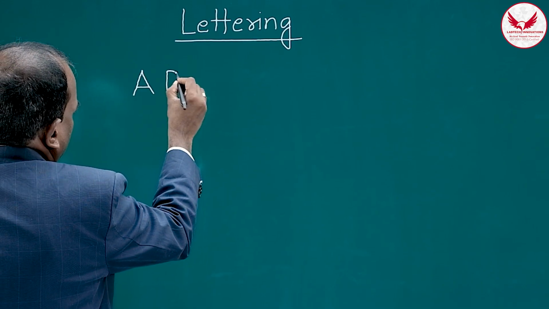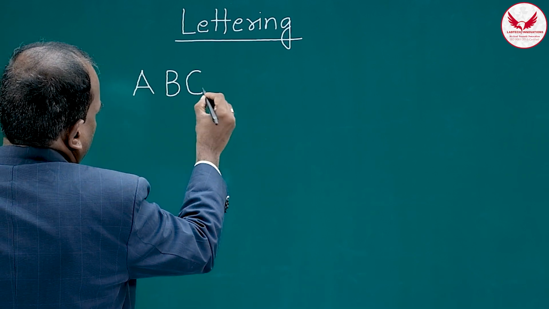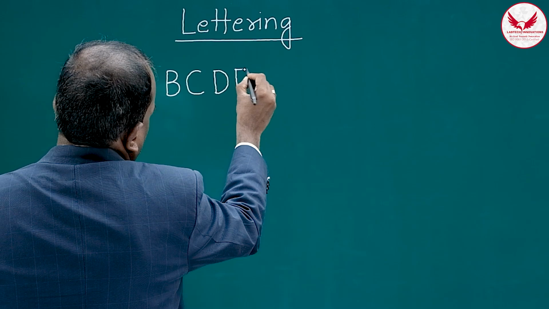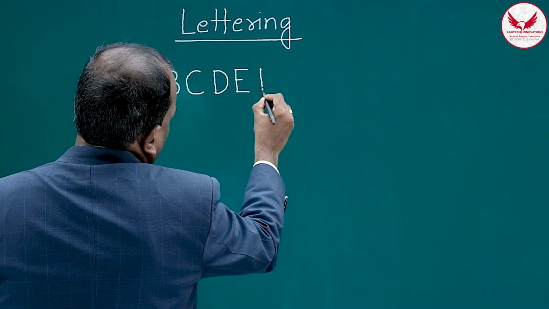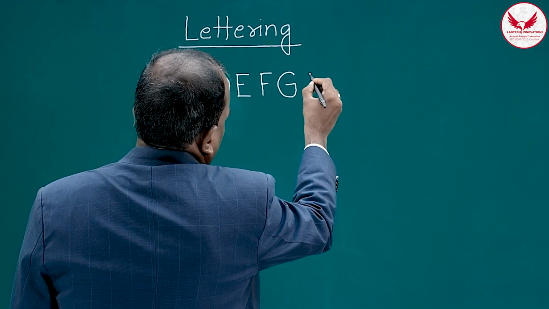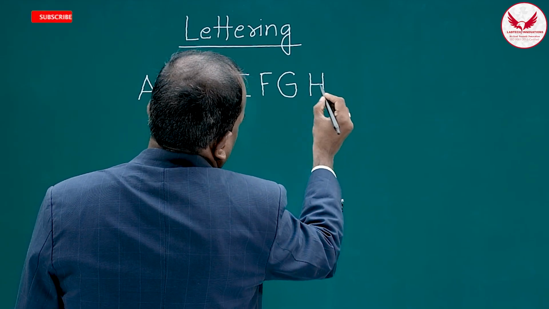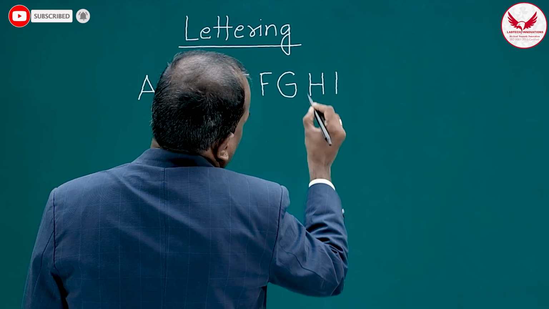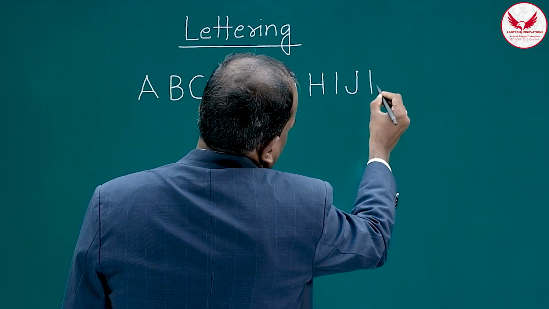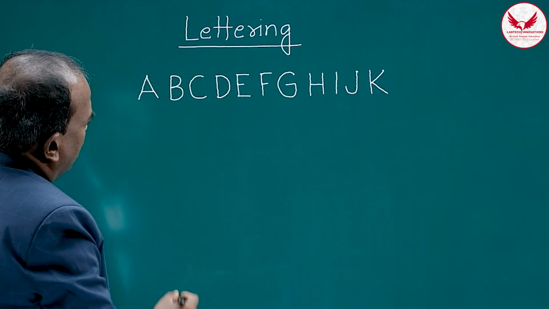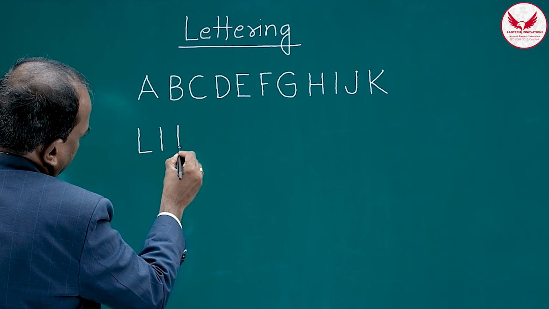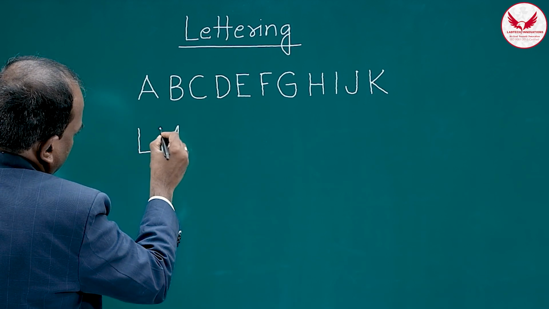Then B, C, D, observe it carefully, E, F, G is difficult, then H, I is simply like 1, J, again one more difficult, K, L, M, very carefully you have to draw M, observe it carefully. Drawing requires keen observation.